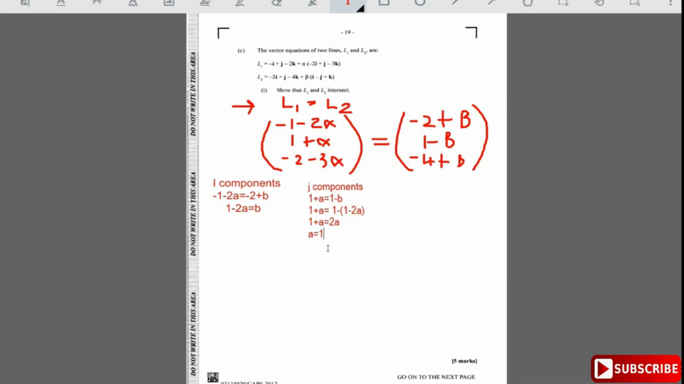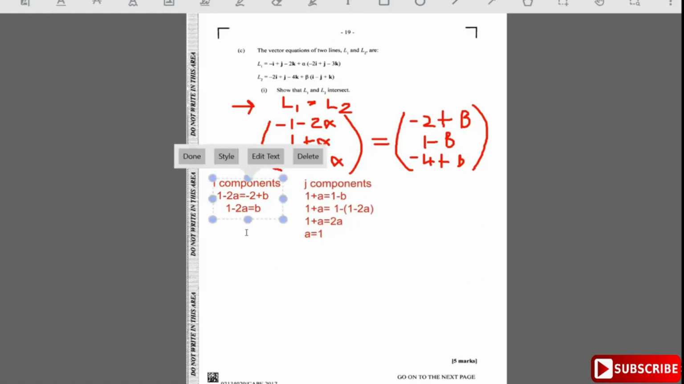If alpha is equal to 1, going back to over here, then that means that 1 minus 2 times 1 is equal to beta, and so beta is equal to 1 minus 2, that's -1. So alpha is 1 and beta is -1. All you need to do is check it in the K component.